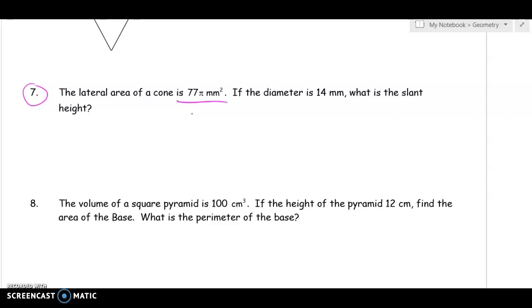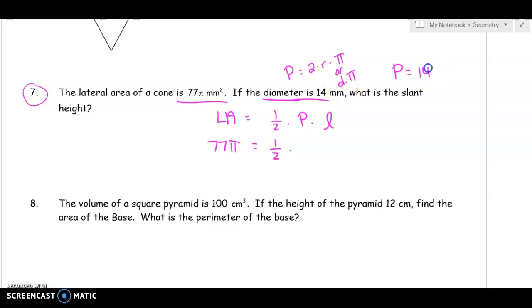Well, lateral area of a cone, let me write this down, is 1/2 times the perimeter times the slant height. Now, we know the lateral area, so I'm going to replace the LA with 77 pi. The perimeter we don't know, but we can find it though, okay? Because the perimeter of a cone is going to be the same thing as circumference. So it's either 2 times radius times pi or diameter times pi. We know the diameter is 14, so we can easily find the perimeter. Diameter times pi. 14 pi is my perimeter. So I'm going to plug in 14 pi for the perimeter.